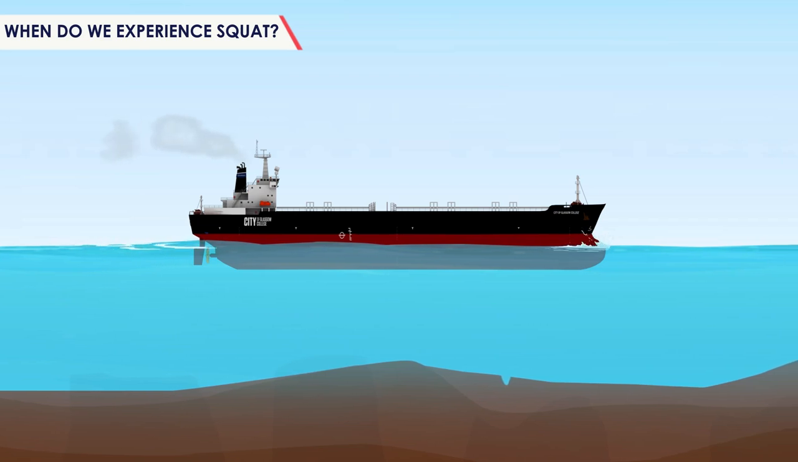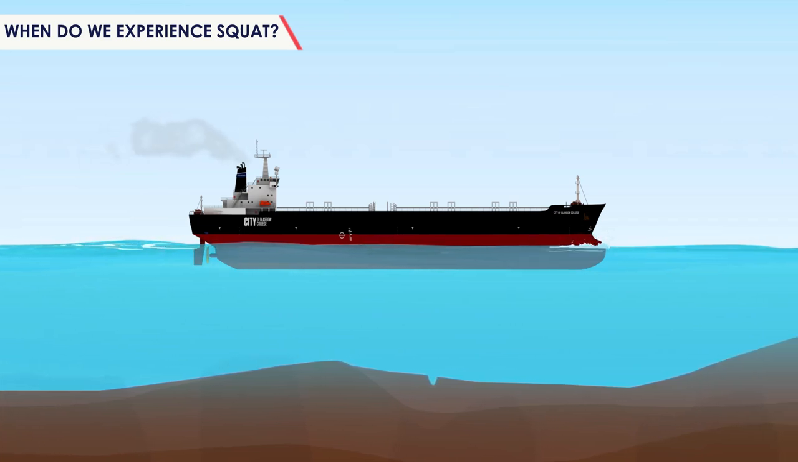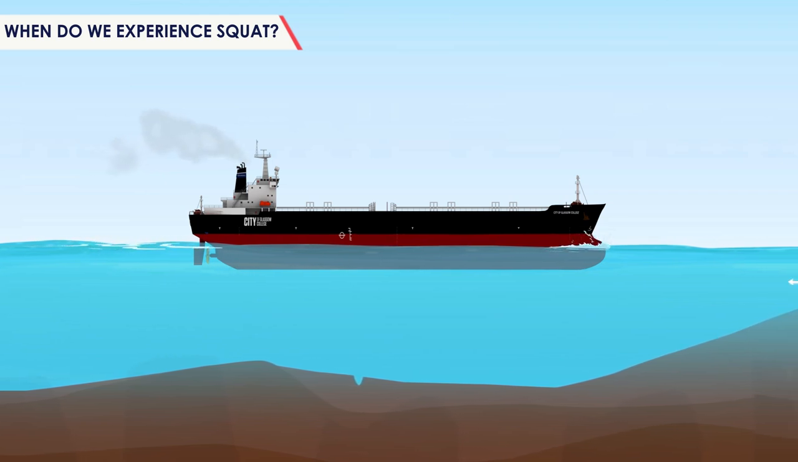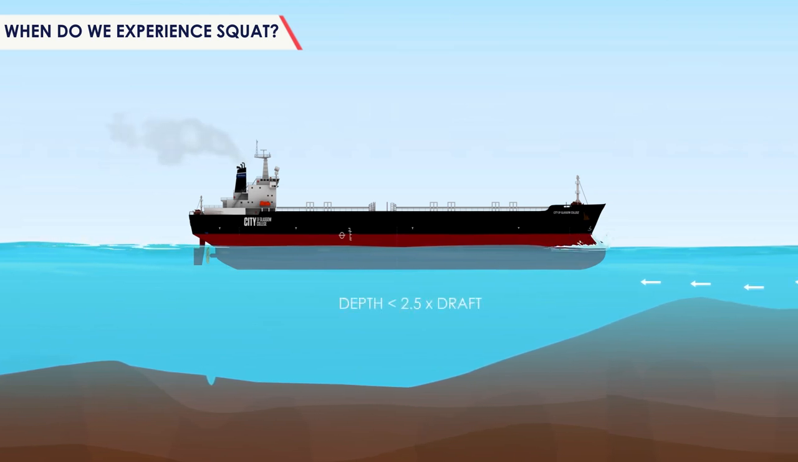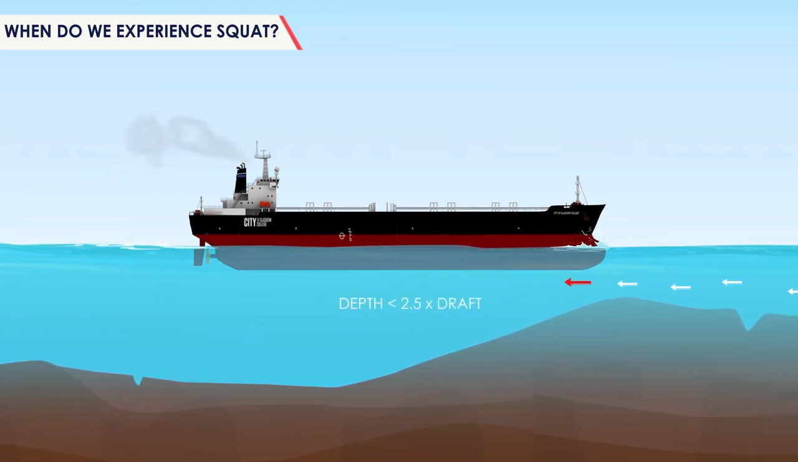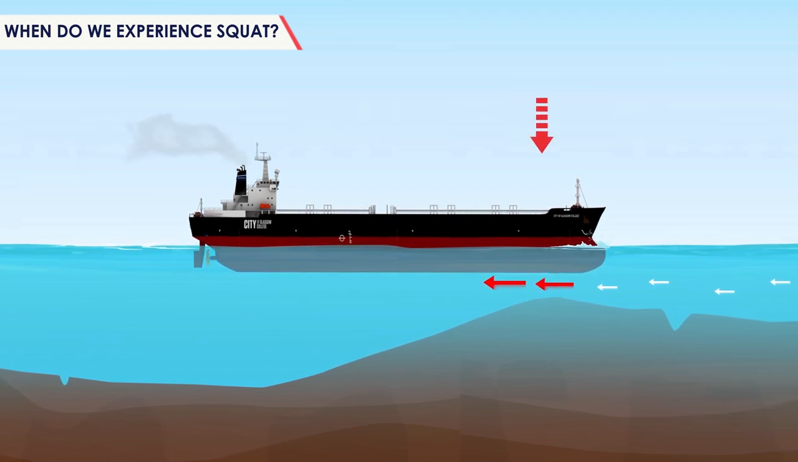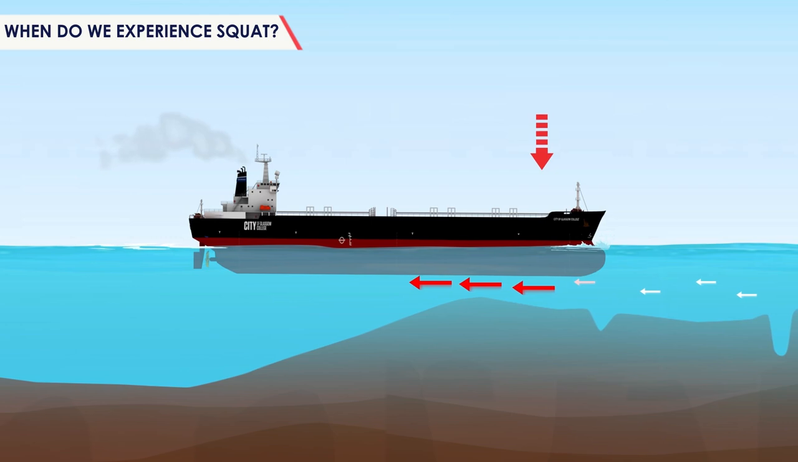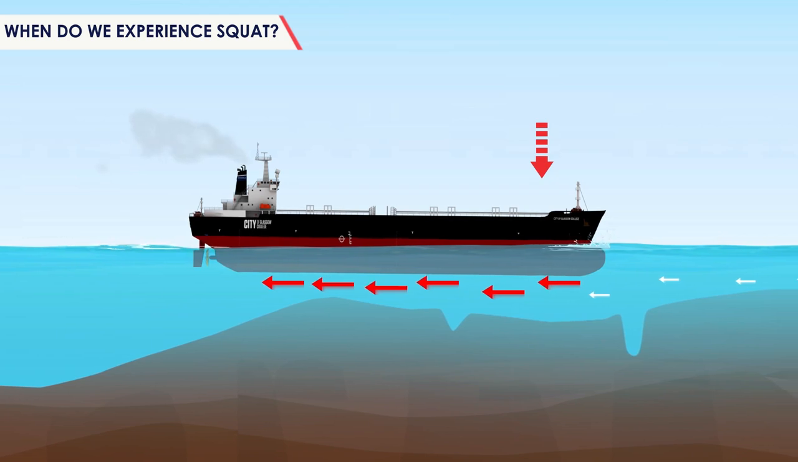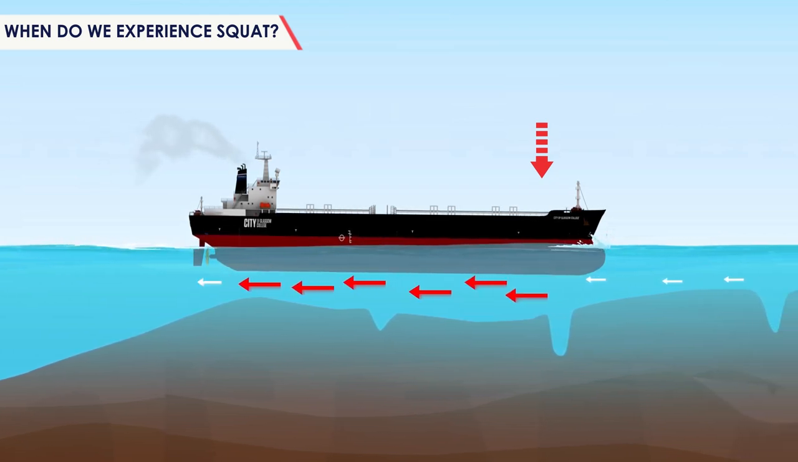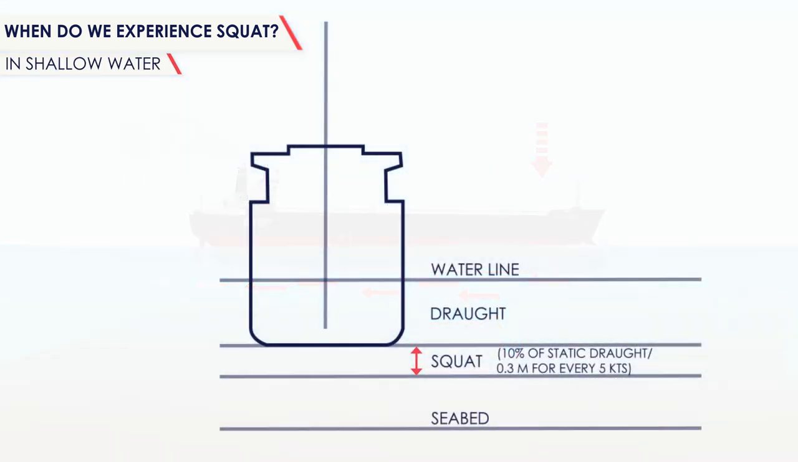Bottom effects can be experienced in water depths up to 15 times the draft of the ship. But the effects will not be significant until we are in a depth less than 2.5 times our draft. If a ship is experiencing squat, the wake will widen considerably, and you may also notice hull vibration and forward facing bow waves that are also higher than normal. In shallow water, squat can be estimated by adding 10% to the draft or 0.3 meters for every 5 knots of speed.